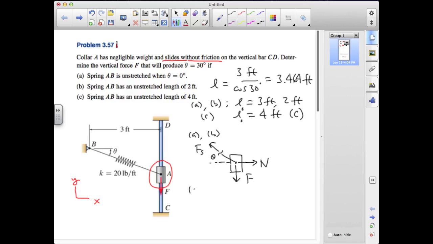For case A, the spring force is K times delta. That's 20 pounds per foot times 3.464 minus 3, or 0.464 feet. And that value is equal to 9.282 pounds.